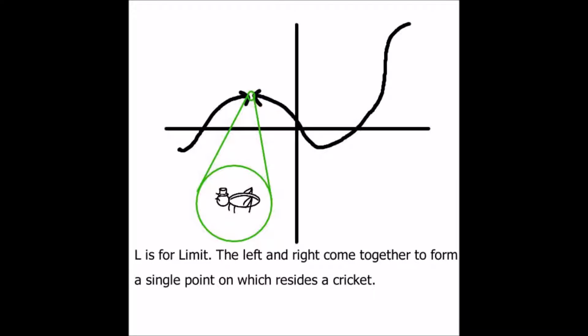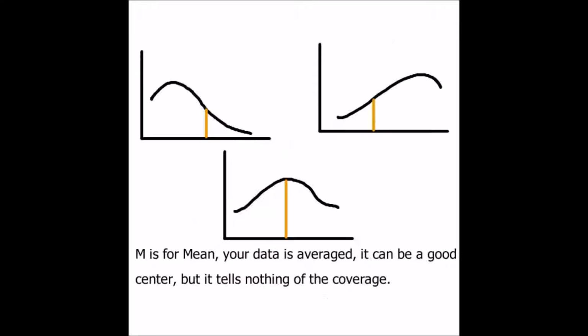L is for limit. The left and right come together to form a single point on which resides a cricket. M is for mean. Your data is averaged. It can be a good center, but it tells nothing of the coverage.